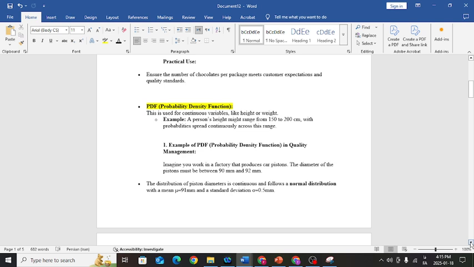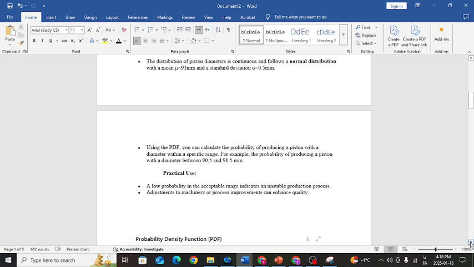For an example of the PDF, or probability density function, in quality management, imagine that you work in a factory or plant that produces car pistons. The diameter of the pistons must be between 90 millimeters and 92 millimeters. The distribution of piston diameters is continuous and follows a normal distribution with a mean equal to 91 millimeters, and a standard deviation, or sigma, equal to 0.5 millimeters.